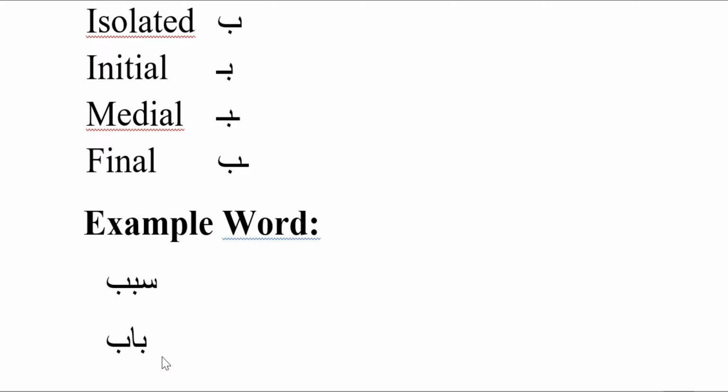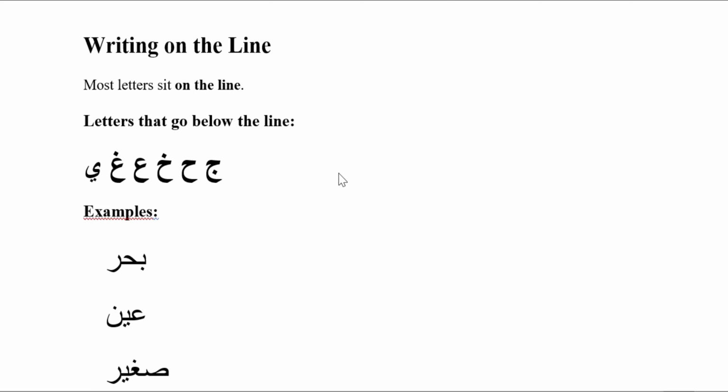Another example, bab, which means a door. As you see here, ba at the beginning of the word has that shape, that form. And we have ba at the end. It's isolated. Why? Because it's after an alif. As we've seen before, if a letter comes after alif, it should be isolated and not connected to the alif.